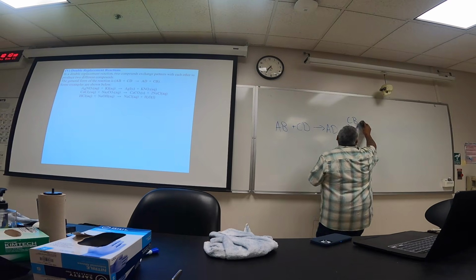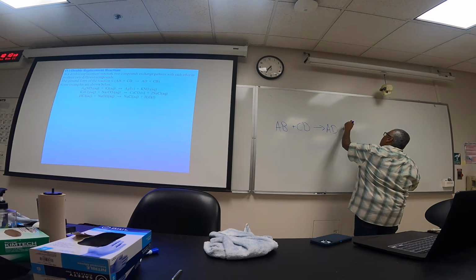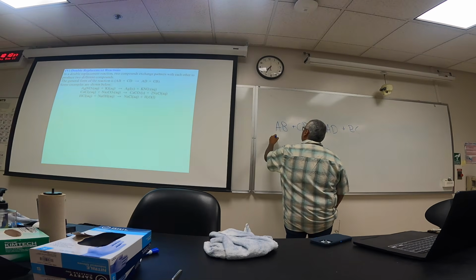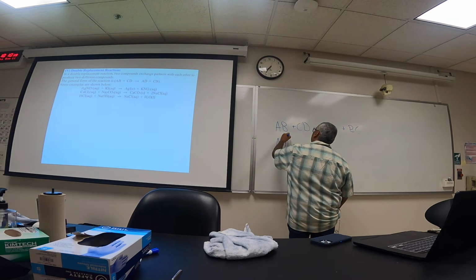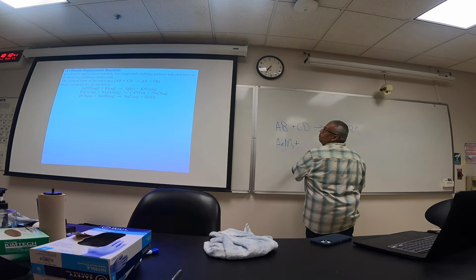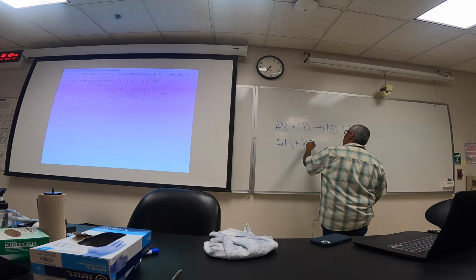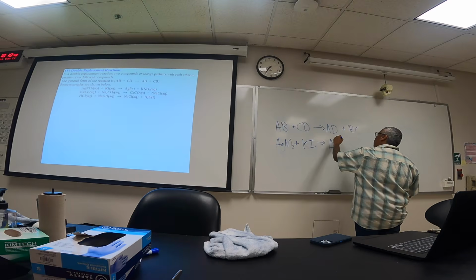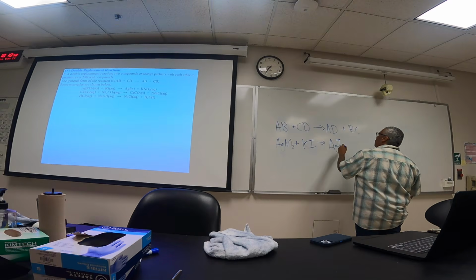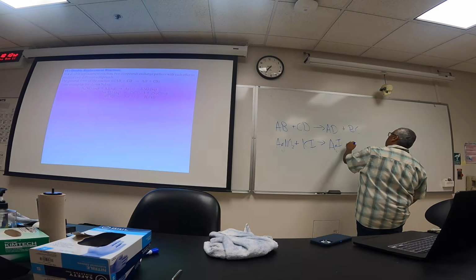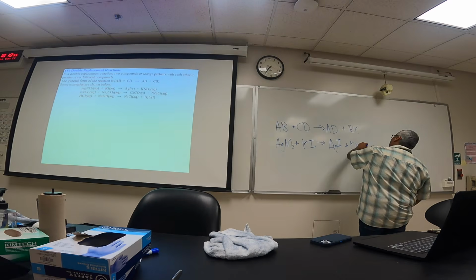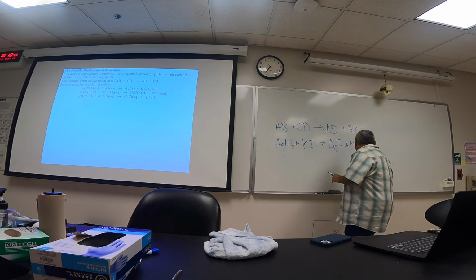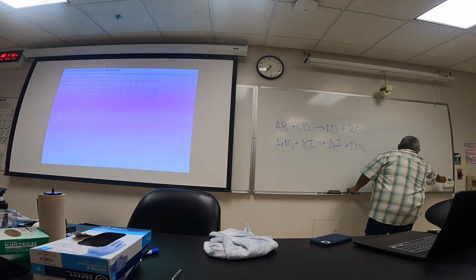I'm going to leave this the way that it was. And let's go with silver nitrate plus some potassium iodide. And we're going to get some silver iodide plus some potassium nitrate. Okay, so this is our answer here. And underneath, I'm going to do something.